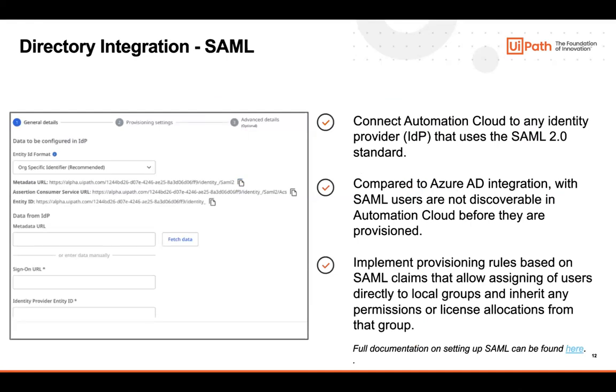Moving further, the next option for direct integration is to connect to an IDP through SAML. It still enables single sign-on, that's clear, but the main difference between an Azure AD integration and SAML is that users and groups are not discoverable in Automation Cloud before they actually sign in, before they actually are provisioned in the system. The good news here is that we have implemented something called provisioning rules that allow you to mimic somehow the same behavior that we have for AD. And we're going to talk about that in just a second.